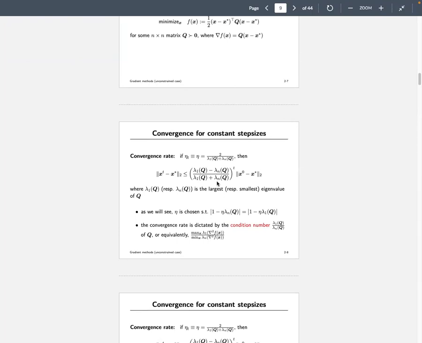If the condition number is large, meaning that lambda 1 is far bigger than lambda n, the biggest eigenvalue is much bigger than lambda n. So what will happen? Well, the numerator is very close to the denominator. So this number is very close to 1. If this number is very close to 1, then you raise it to the power of t, that will diminish to 0 very slowly, right? So this is the issue when we have a large condition number.